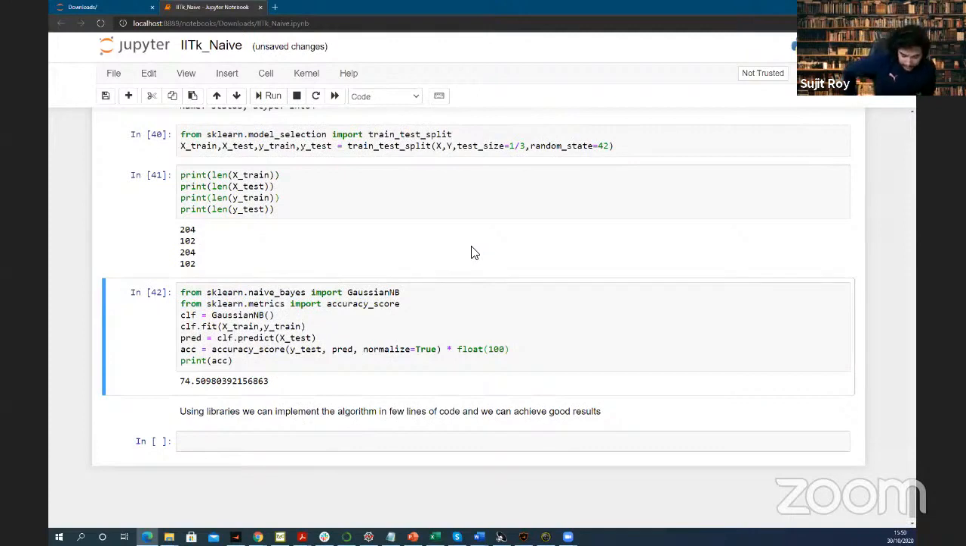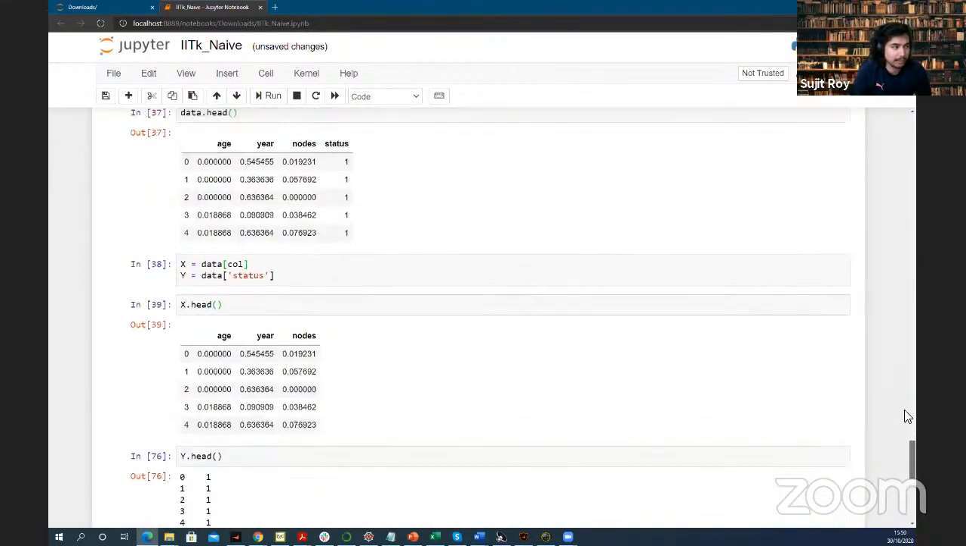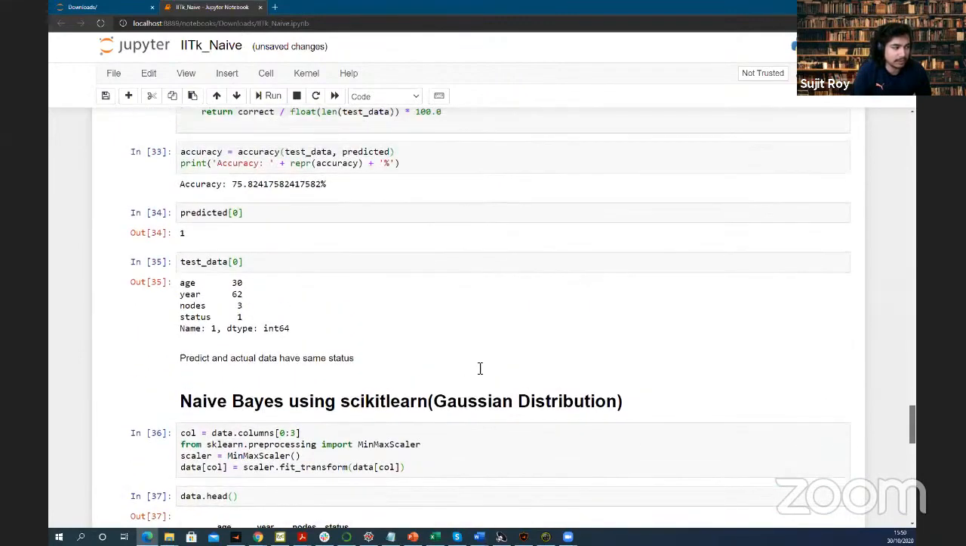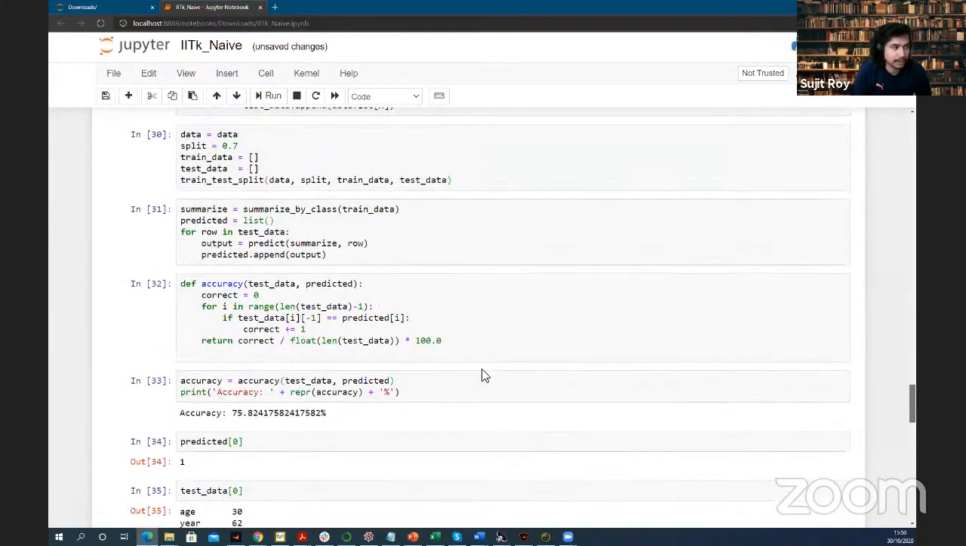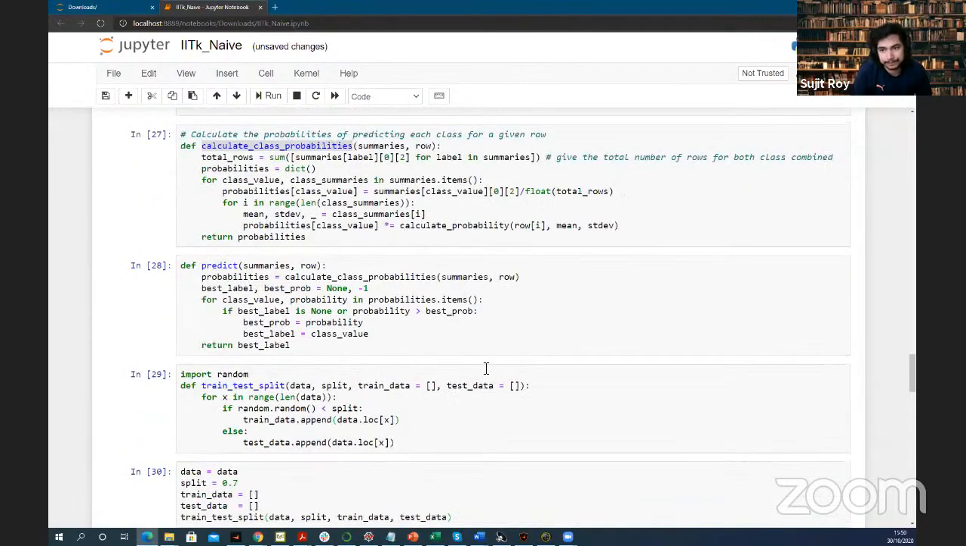Okay, so using the library, we can implement them by just using actually 1, 2, 3, and 4 lines to train the model and to calculate the accuracy. Whereas if you want to go mathematically to write these things, you have to use all these definitions in order to do so and then get the output.